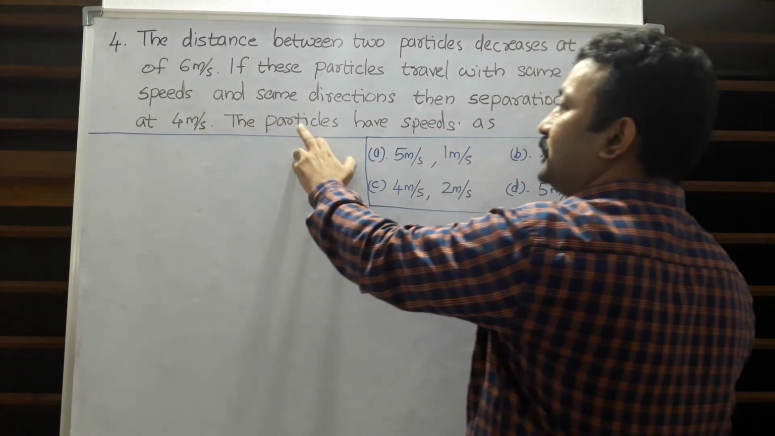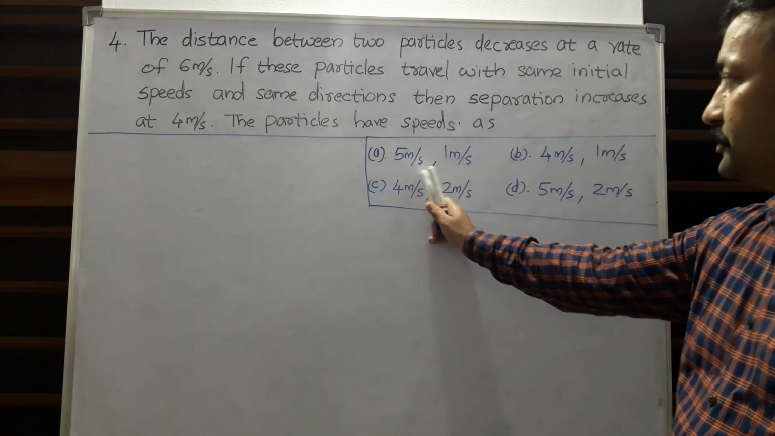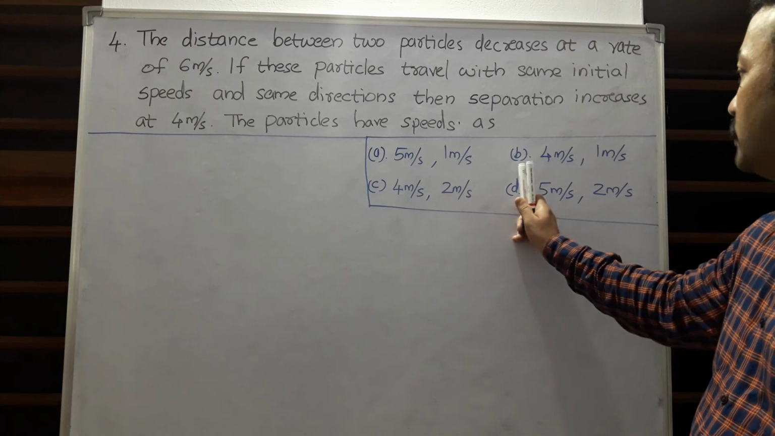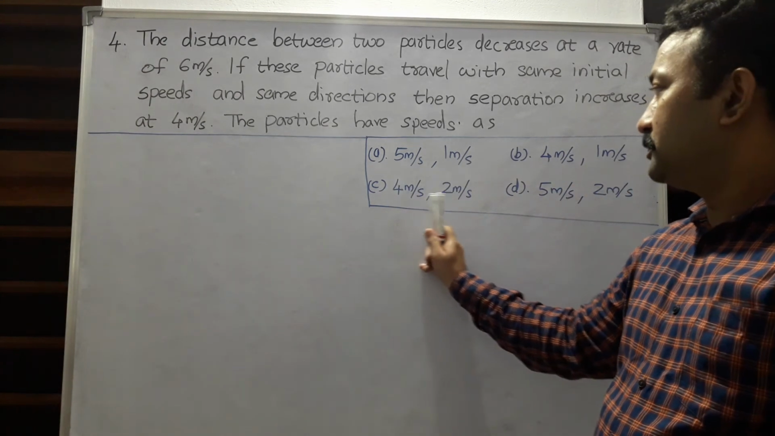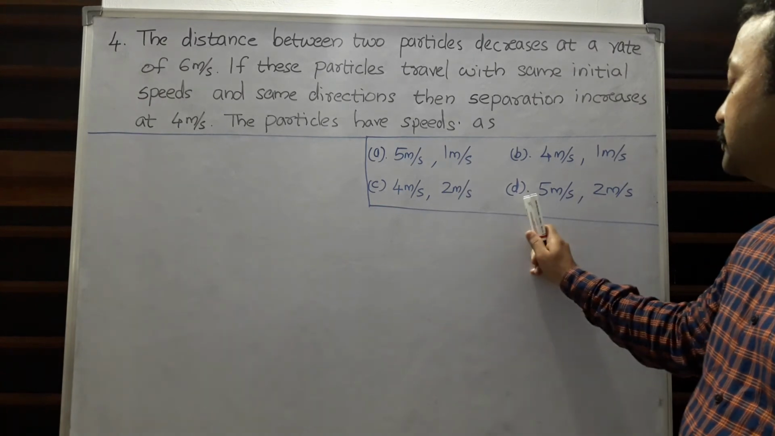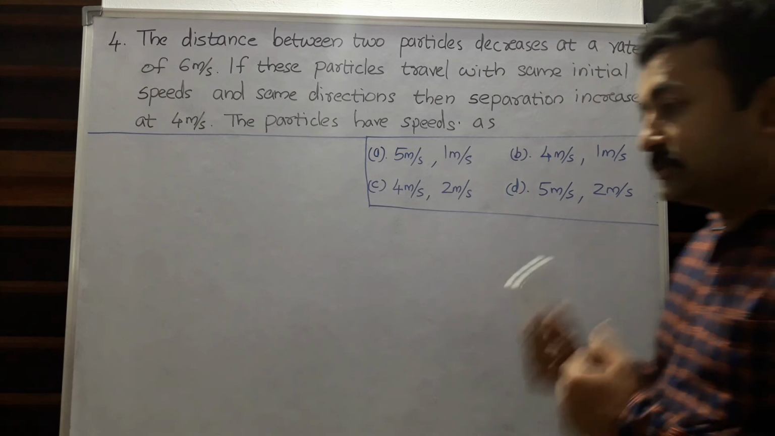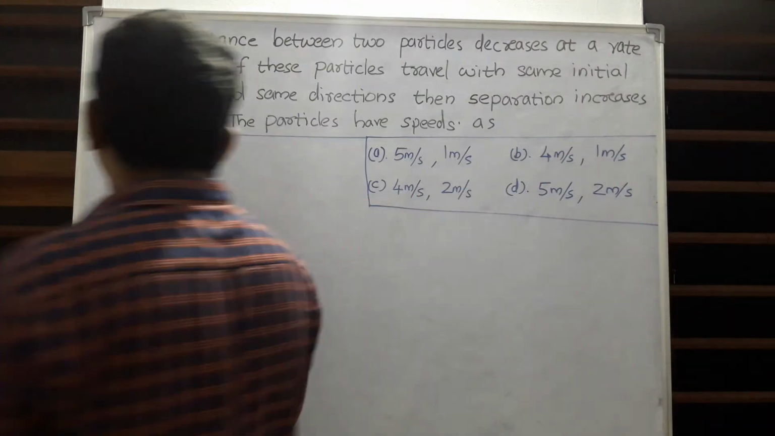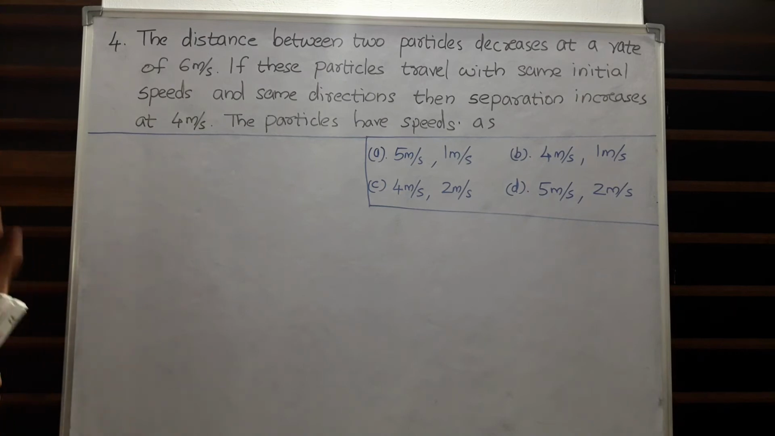The particles have speeds as: option A 5 meter per second, 1 meter per second; option B 4 meter per second, 1 meter per second; option C 4 meter per second, 2 meter per second; option D 5 meter per second and 2 meter per second. First of all, you have to understand the problem very clearly. First, what is given?